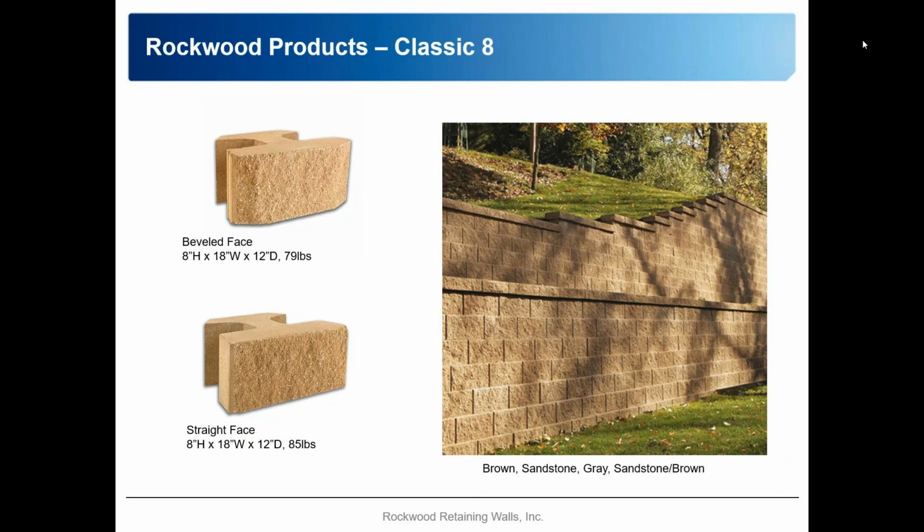That alignment bar is placed down over the top of 2 units below and pulled securely forward, and that gives you your automatic setback or batter. The standard batter for the Rockwood Classic 8 is 8 degrees, which is basically 1 inch per course, but it can also be manufactured as a near vertical by putting a spacer in the mold to create more of a near vertical appearance.